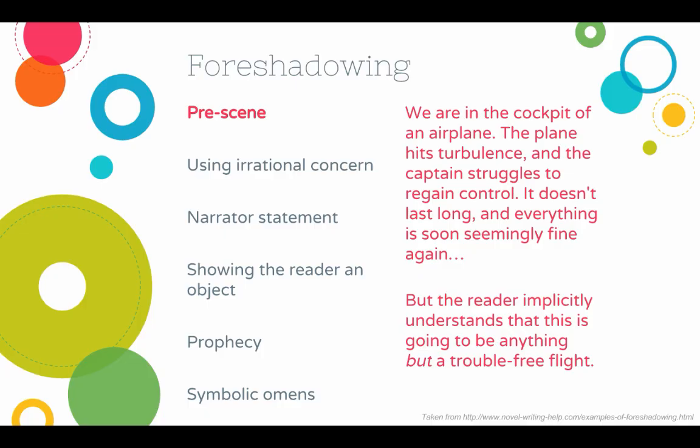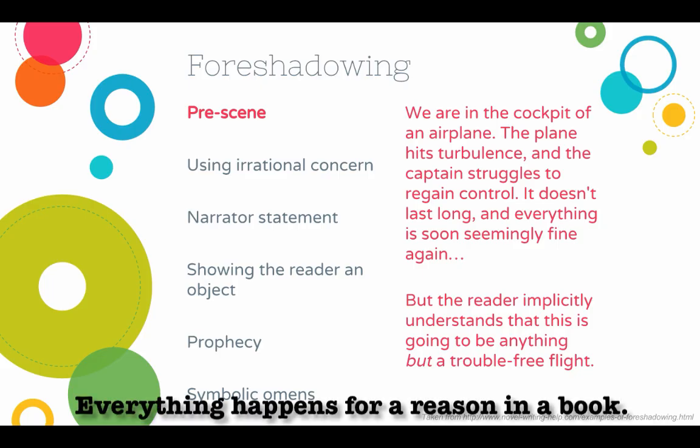Take a look at this example. We are in the cockpit of an airplane. The plane hits turbulence, and the captain struggles to regain control. It doesn't last long, and everything is soon seemingly fine again. But the reader implicitly understands that this is going to be anything but a trouble-free flight. Basically, a pre-scene is simply a smaller version of a larger scene to come. A scene like this isn't significant by itself, but it does imply that something more spectacular is waiting to happen right around the corner.